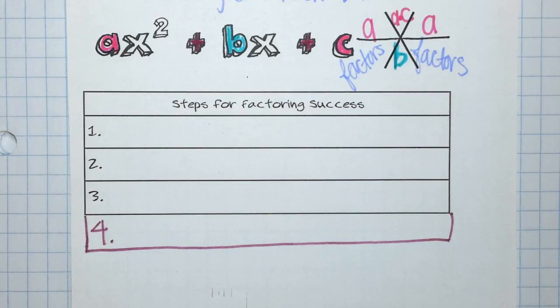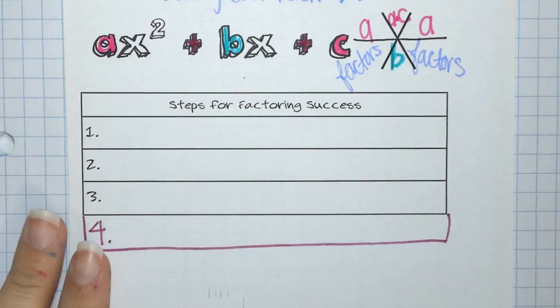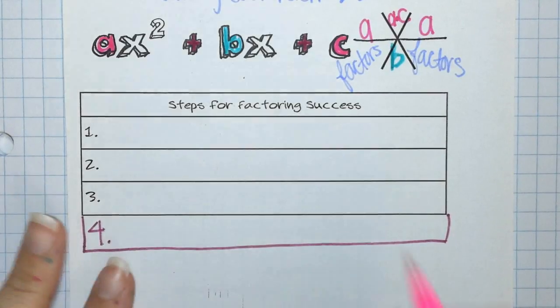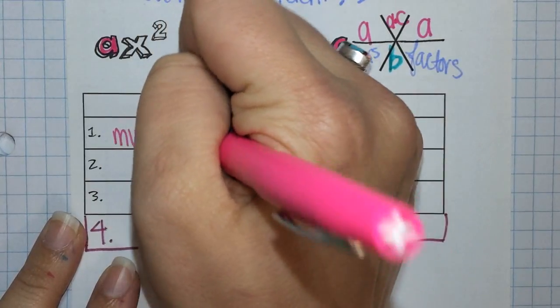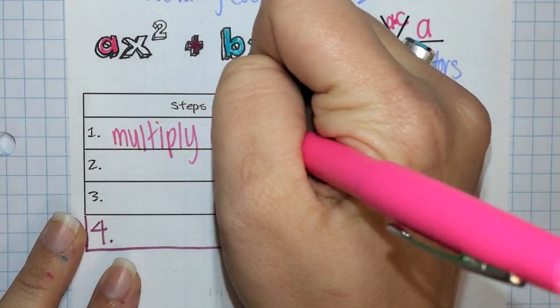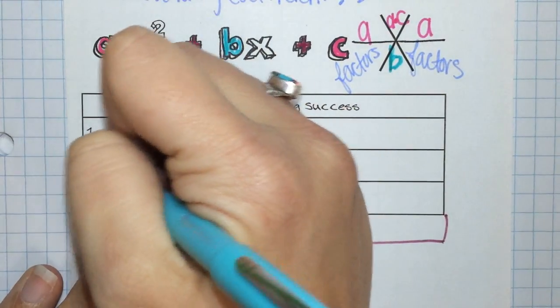Alright, so the first thing you do when you're factoring, what did I do first when I wrote this up here? Thank you. Take a point. The first thing you do is you multiply a times c. Then what do you think we do? Do we need to put everything in our star? All right, put everything in the star.